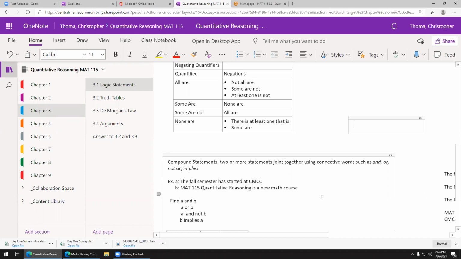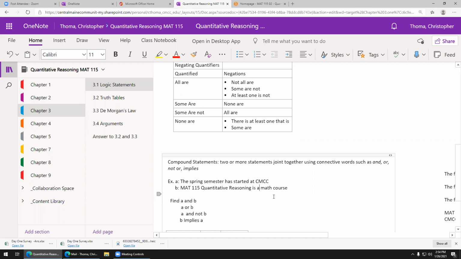Here is an example of 2 statements. I can update this since we are in the spring semester now. You can see I didn't change my notes from the fall, so we'll call it spring. The spring semester has started at CMCC. Math 150 Quantitative Reasoning is a math course. We've been going for a year now, so we'll just take out the word new. There we go. And so those are statements.